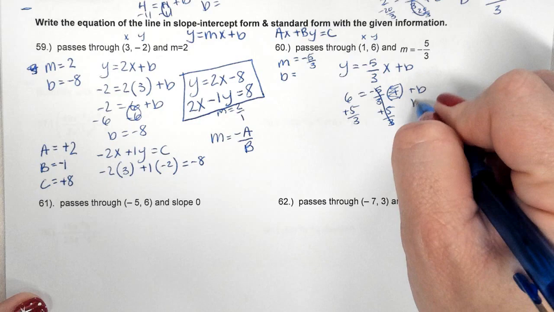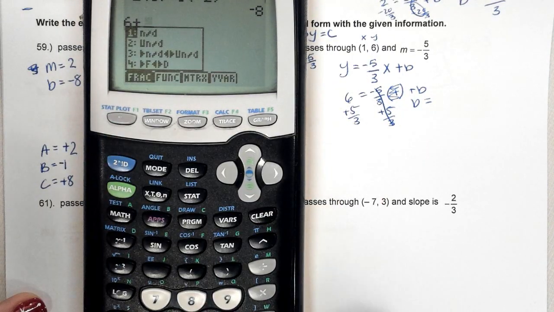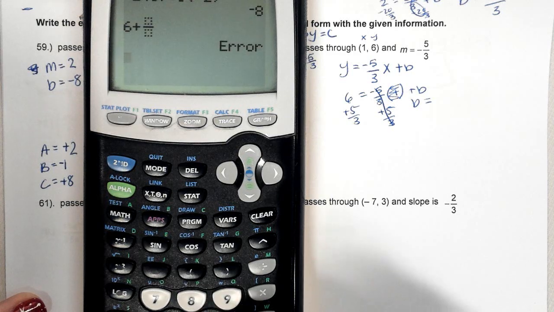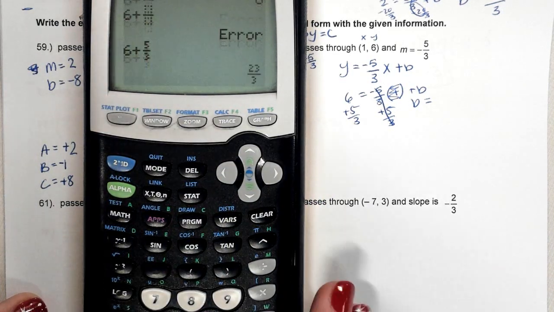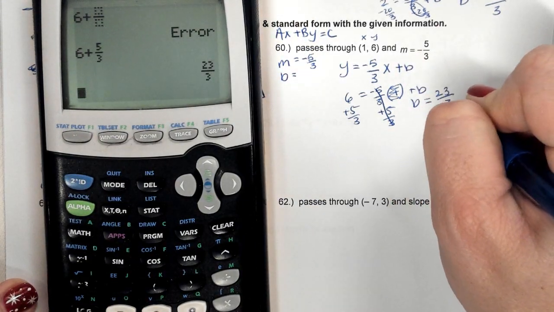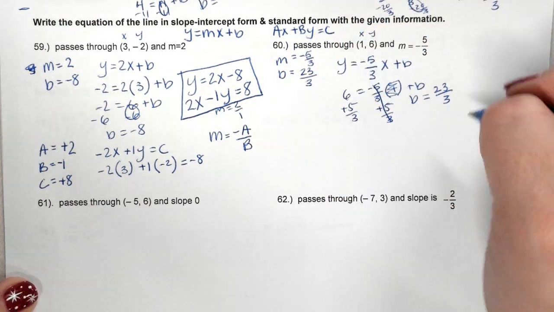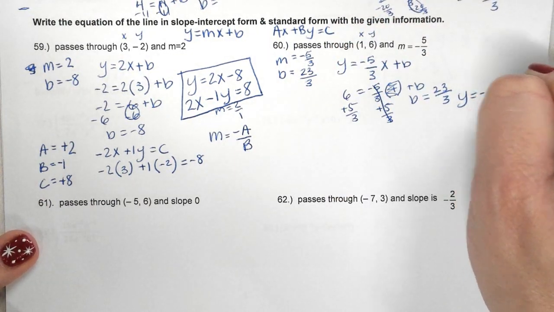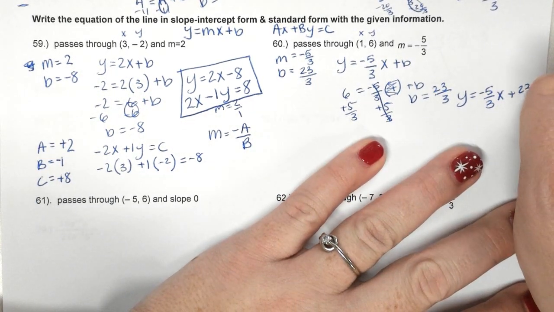That cancels, and I get b equals 6 plus 5/3, which gives me 23/3. So b is 23 over 3. So my first equation is y equals negative 5/3 x plus 23 over 3.